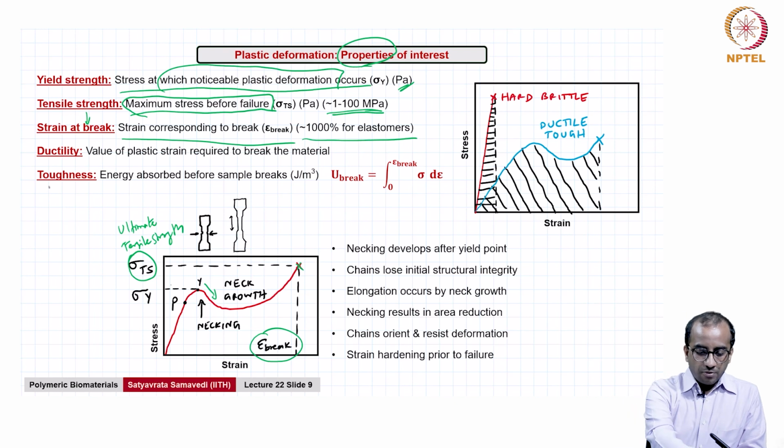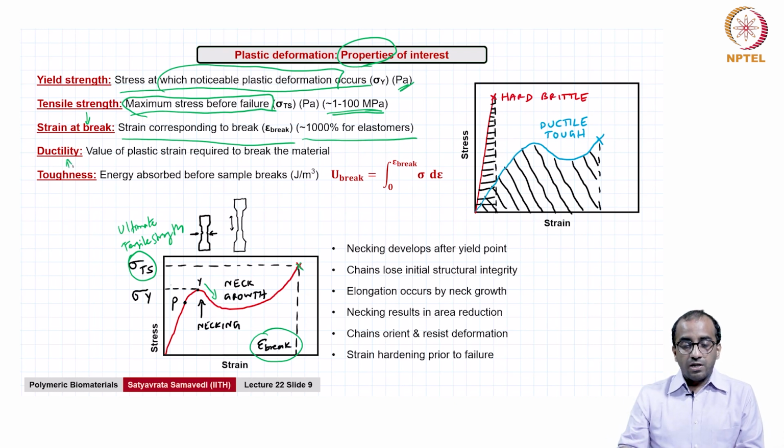Ductility is another property, which is the value of the plastic strain required to break the material, right? That is how ductility is defined. And toughness, again, these are words that we use quite loosely in common parlance, but you see they all have very specific engineering connotations. So, these words must be used carefully because each of them has a specific definition.